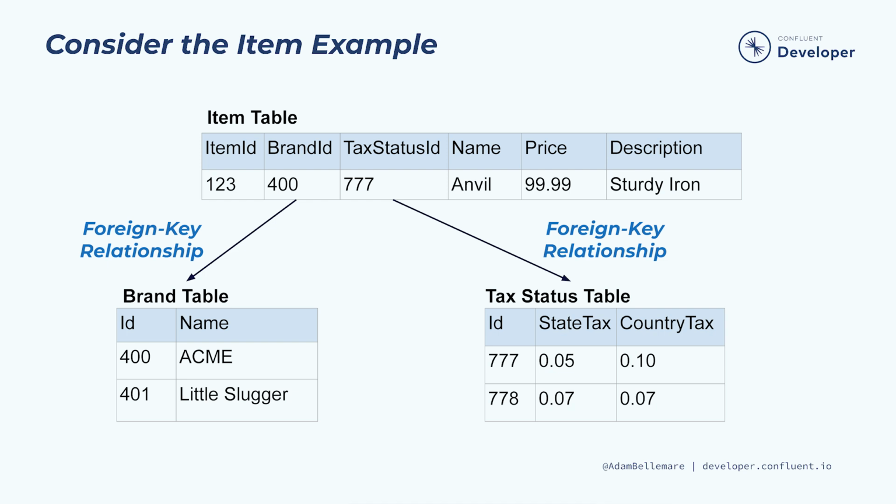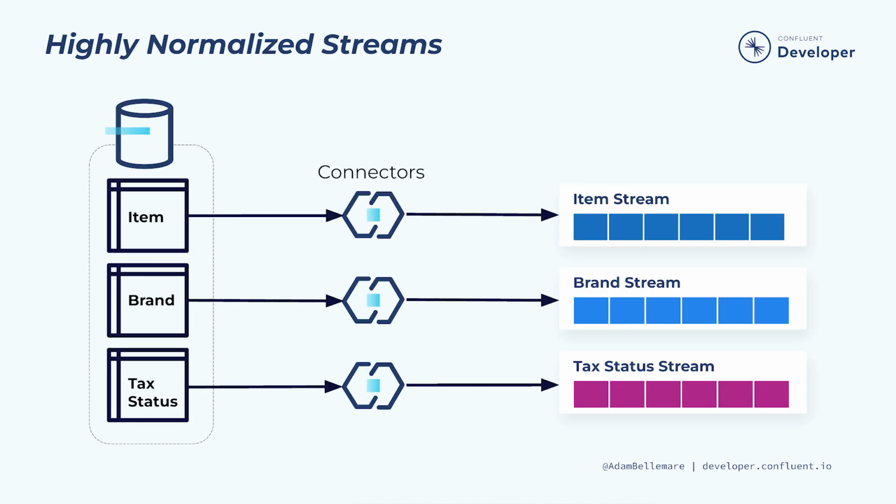Though we only have one item in the item table, you can imagine that there may be actually thousands or millions of items, and that many of those items will have the same brand and same tax status properties. One common use case is to set up a connector for each table, pulling the data out of the database, reformatting it into events, and writing them each to dedicated event streams. This approach leads to highly normalized event streams, and while this is an easy way to get started, it does result in a significant impact on how your consumers can use this data.